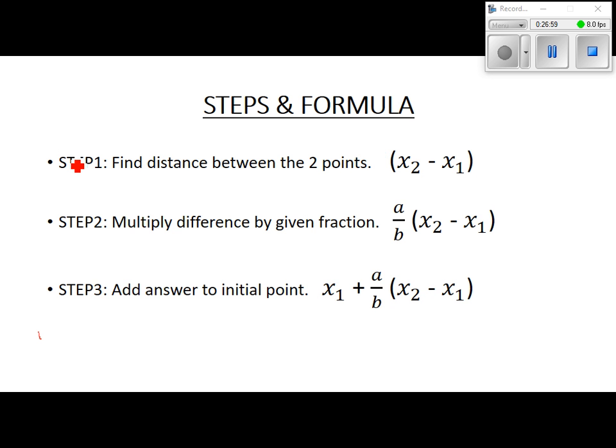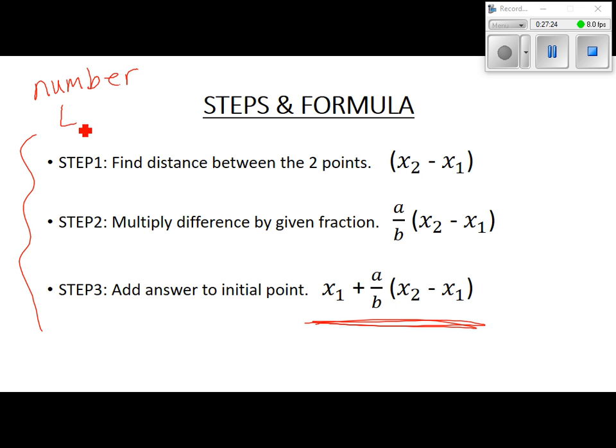There's going to be several formulas that we're going to do here. These are the steps to use the formula. This final thing down here is our actual formula, but these are the steps that we're going to do. So fill those in. You're going to do three steps. I should probably write that up here: this is on a number line. On a number line, this is the process that we're going to use.